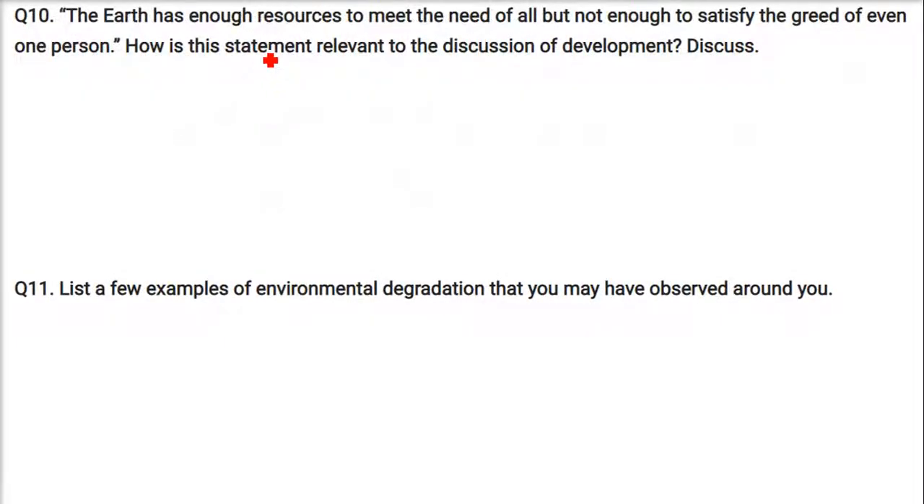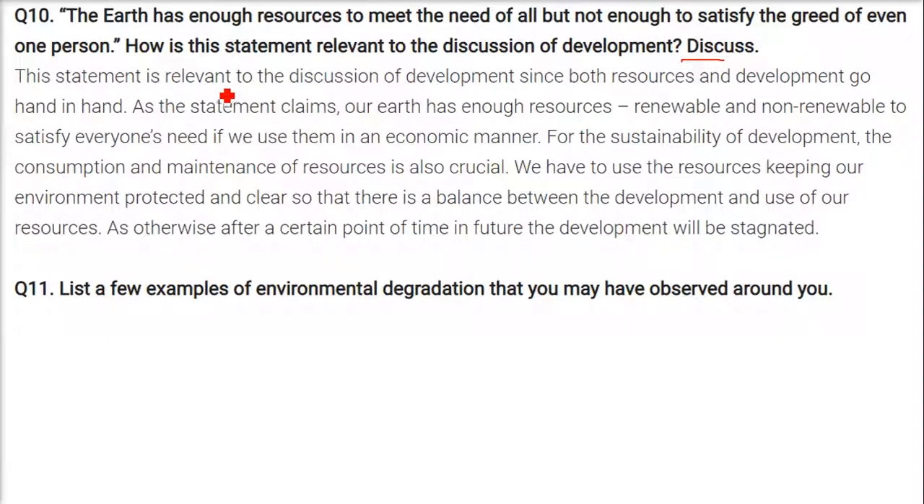The earth has enough resources to meet the need of all, but not enough to satisfy the greed of even one person. How is this statement relevant to the discussion of development? Now this statement was given by our Mahatma Gandhi ji. This statement is quite relevant to the discussion of development, since resources and development go hand in hand. They are complementary to one another.